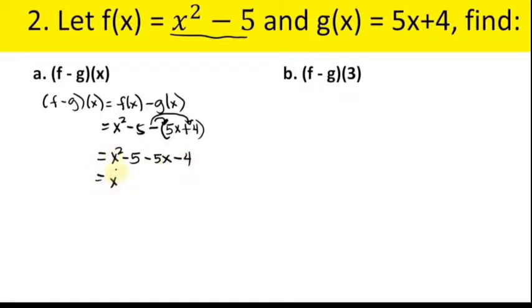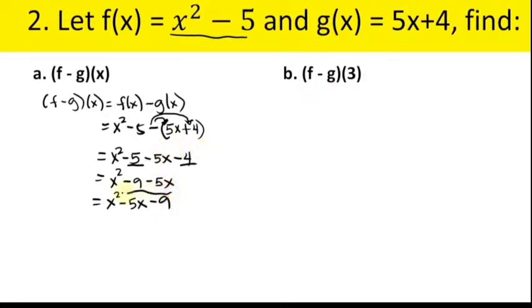Then simplify your answer. X squared, like terms, negative 5 minus negative 4, that is negative 9, minus 5x. Is this your final answer? No, you need to arrange your answer. X squared minus 5x minus 9. Okay, so that is the final answer for letter A.